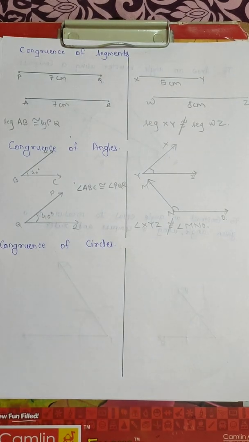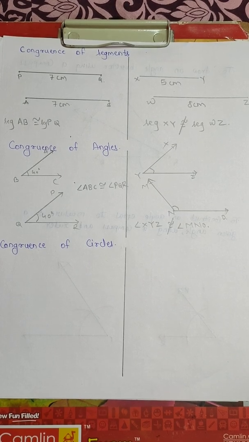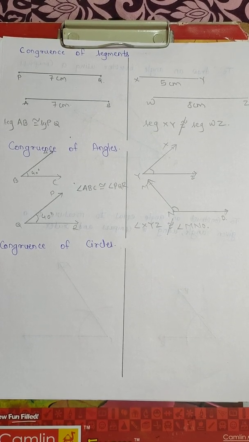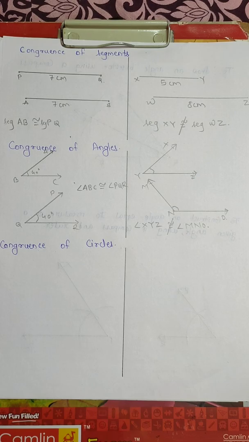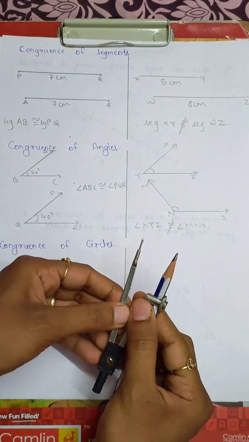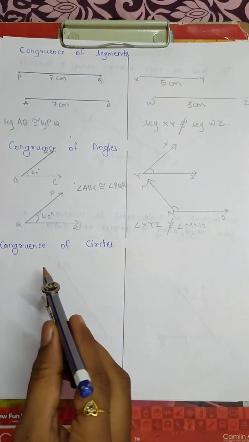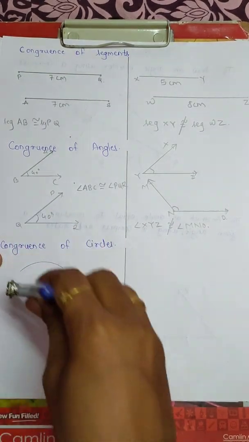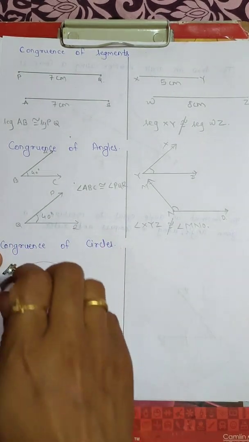Congruence of circle. Now for circle we have to think of radius. For radius we require a compass. We will draw a circle. Let's randomly take any length between the sharp end and the pencil end. We'll draw a circle.